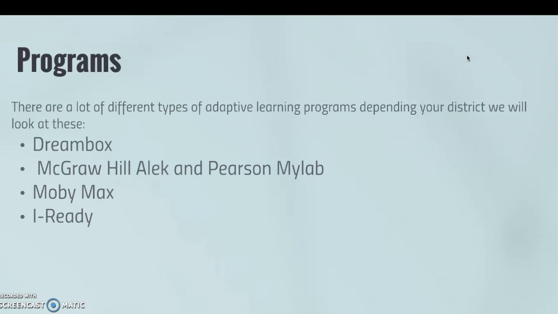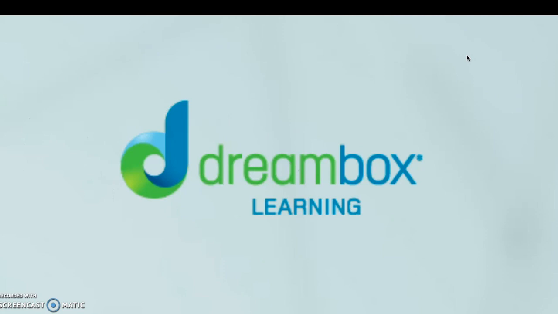There are a lot of different types of programs that use adaptive learning, and which ones you may have access to depends on your district. We will be looking at Dreambox, McGraw-Hill's Alex and Pearson's MyLab, MobyMax, and iReady. Dreambox is a K-8 math program in which students play math games and the program tracks their progress. Students start playing right away and the program personalizes learning as the students complete each game.